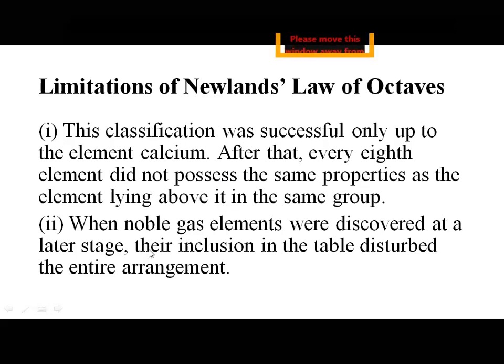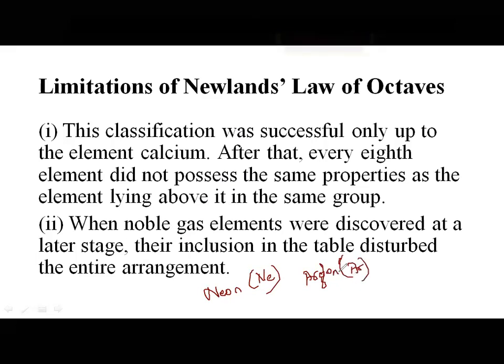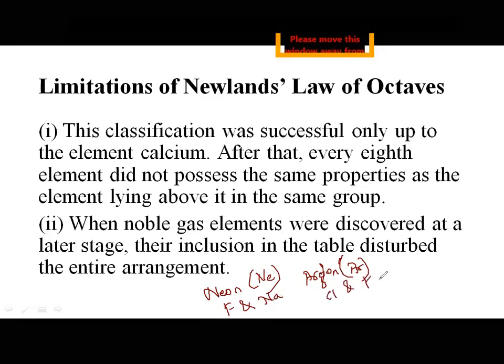The noble gases were not discovered when Newland's law was given. When noble gases were discovered, and not all of them were discovered, the ones discovered were neon, Ne, and argon, Ar. So these were mainly the discovered noble gases. Neon was placed between fluorine and sodium, and argon was placed between chlorine and potassium. So it becomes the ninth element and not the eighth element which had similar properties.